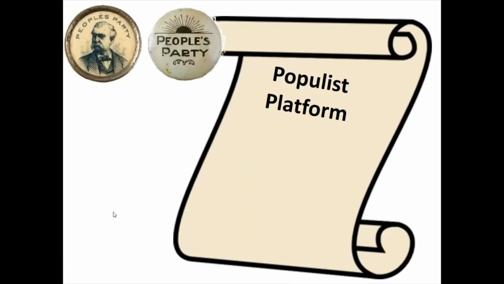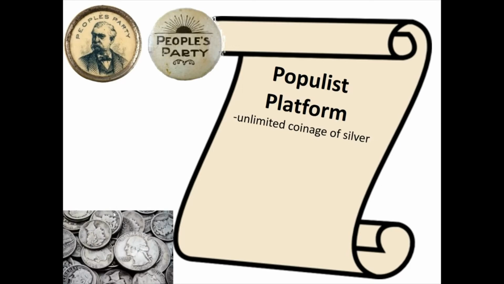Forgettable administrations. The platform. So the Populist Party, their platform, they want, I'm going to give you the whole list. I'm going to explain it over the next several videos. Unlimited coinage of silver. They want a bunch of silver coins. What does that do? I'll explain it in the upcoming videos of why that is important. They want a graduated income tax. What does that mean? I'll explain it in the upcoming videos.